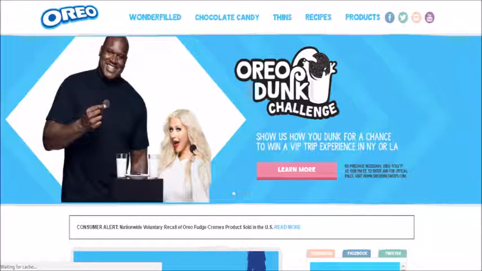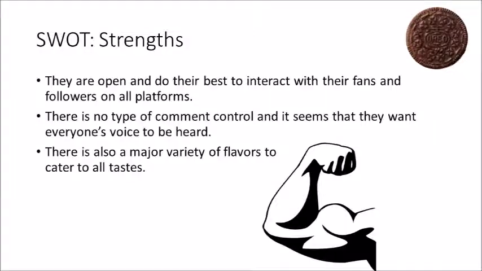Although there is no size of community or amount of clicks per day on their website, nor is there really a need for company engagement since the website mainly talks about their products and interactive challenges. There is not an area for complaints or comments, but it is taken care of on their other social media platforms.